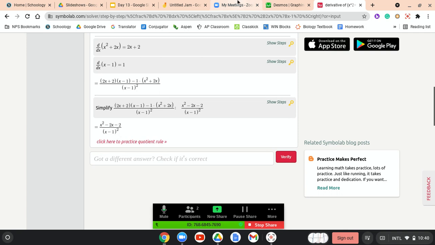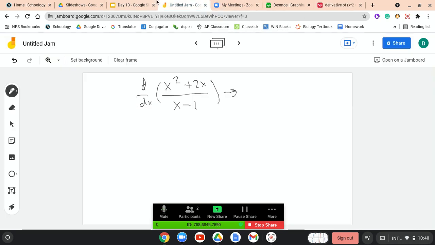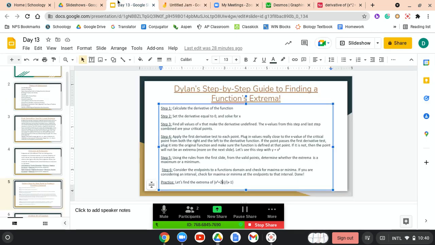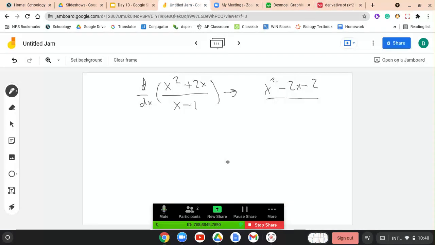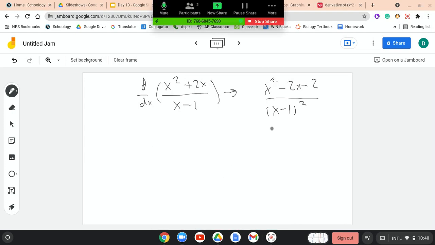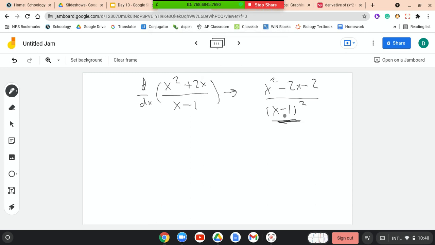So, x squared minus 2x minus 2 over x minus 1 squared. Okay, cool. So step 2, if we want to find our critical points, we have to figure out when the derivative is undefined or 0. Obviously, the derivative will be undefined when x equals 1, because we'll have a denominator of 0.